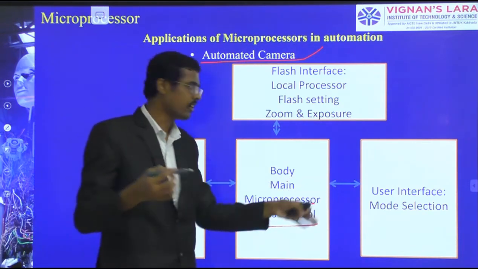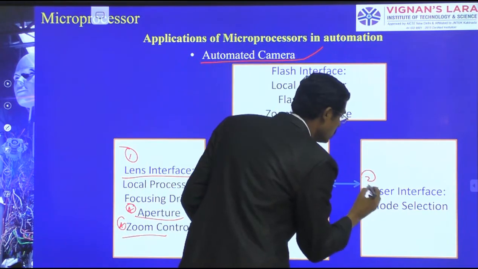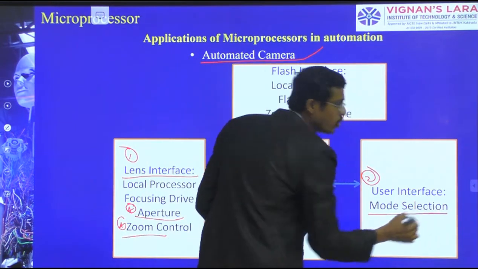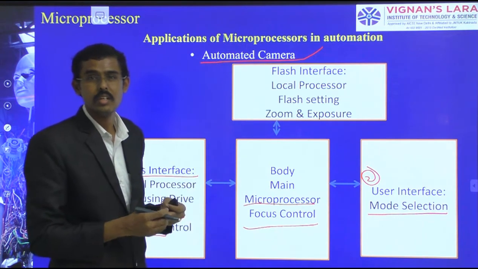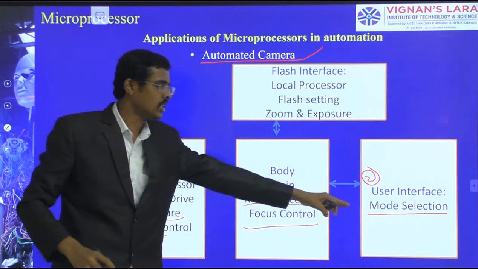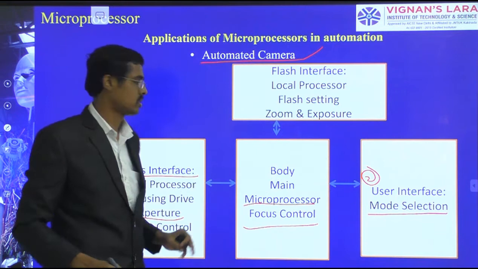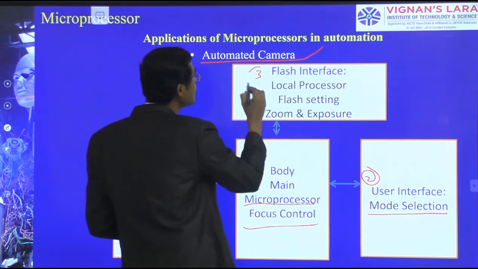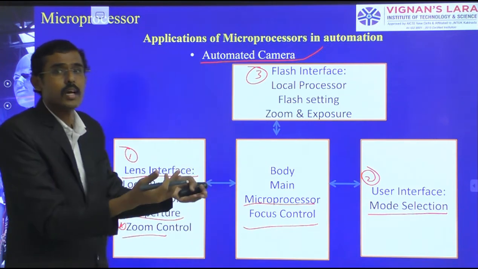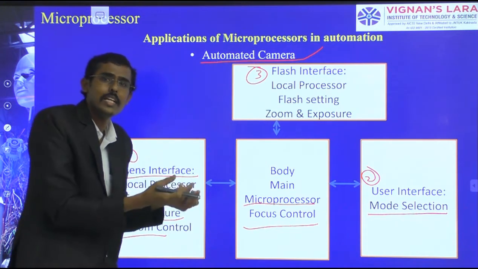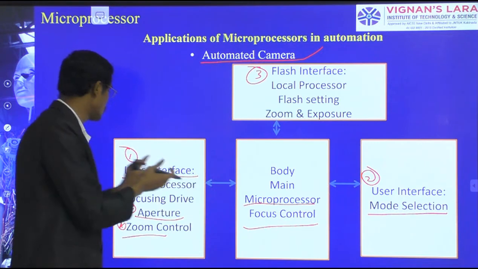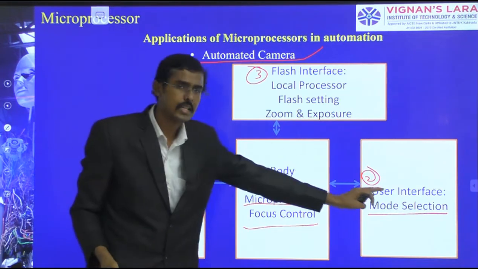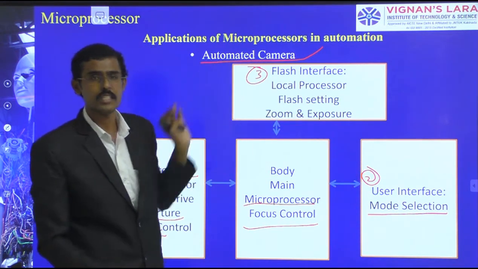Again, what are the other interfaces available? User interfaces: mode of selection, night mode, brightness, portrait mode. Such things are done by the user interfaces. So lens interfaces, user interfaces, and then one more I'm considering here. My intention is to give multiple tasks to the microprocessor. One is lens interfacing. Another task is user interfacing. Another task is flash interfacing.